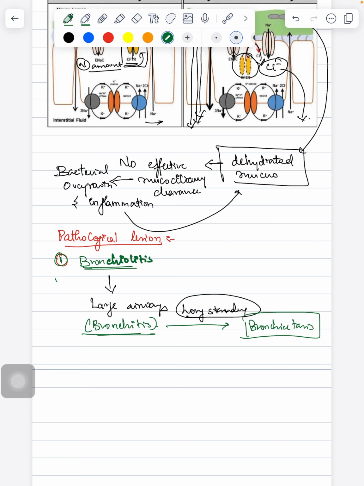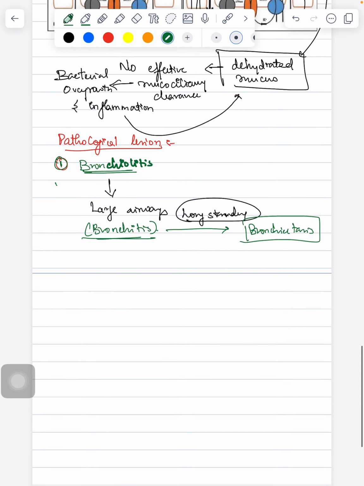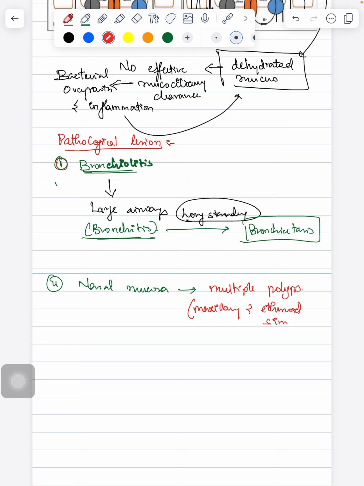Okay. Next, this is happening in the lungs. What is happening in your nose? That is, in the nasal mucosa. So in the nasal mucosa, the child will get multiple polyps, large or multiple polyps. These polyps are mainly from the maxillary and ethmoid sinuses. Okay, these are the pathological lesions. Next, we will see the clinical features.